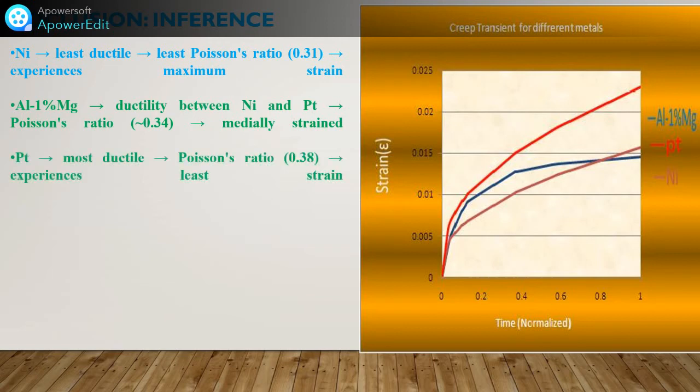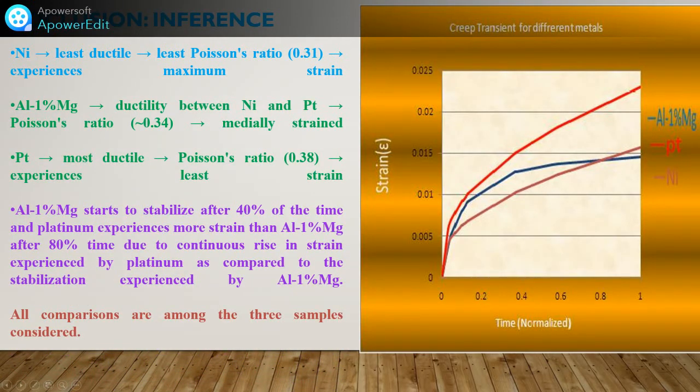Conclusions of this creep test for different materials: aluminum, aluminum with 1% magnesium, nickel, platinum. Last study: inference of 3 materials. 1. First conclusion: nickel, the least ductile with the least Poisson's ratio, experiences maximum strain.